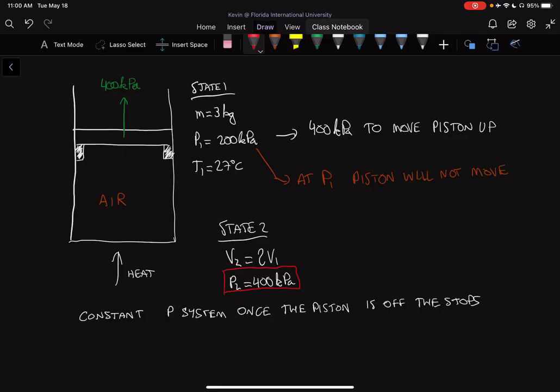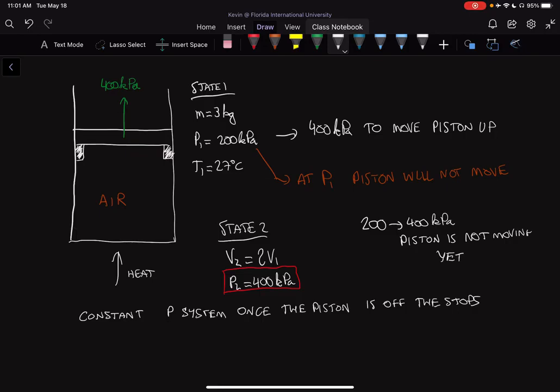Okay, and we also know that from 200 to 400 kilopascals, if we're at 399 kilopascals, the piston is not going to move. The piston will start moving at 400. So we can say that from 200 to 400 kilopascals, as the pressure increases, the piston is not moving yet. Once it reaches 400, the piston starts moving.